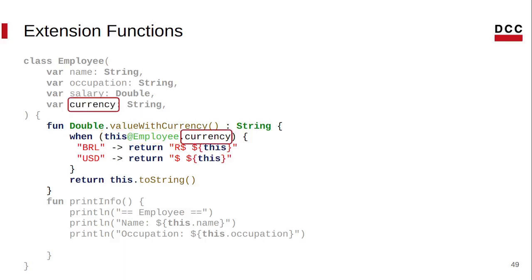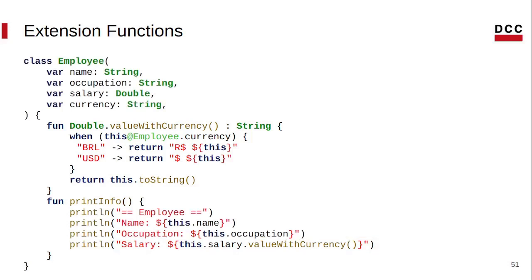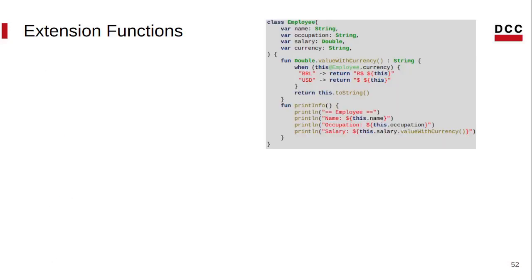Now we can get the currency value of the employee instance, and inside the printf function, we can call the extension method from the salary attribute, as it is of type double. Our employee class is ready to use, so let's use it.